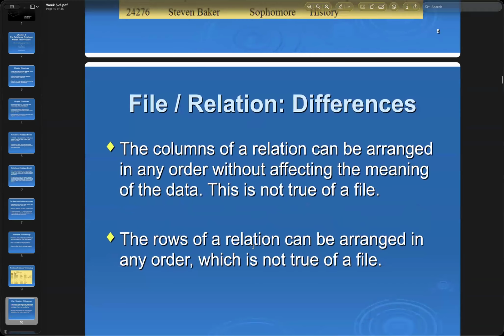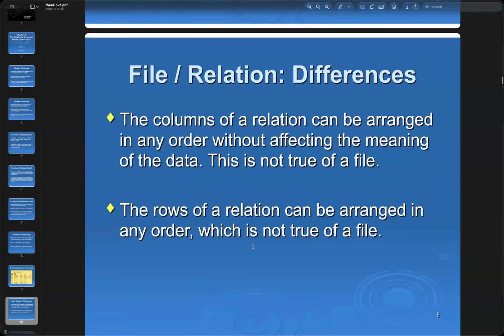Because we're using different names, we talk about file and relation. So what's the difference between them? The columns of a relation can be arranged in any order without affecting the meaning of the data, but that's not true of a file. And the rows of a relation can be arranged in any order, but that's also not true of a file.